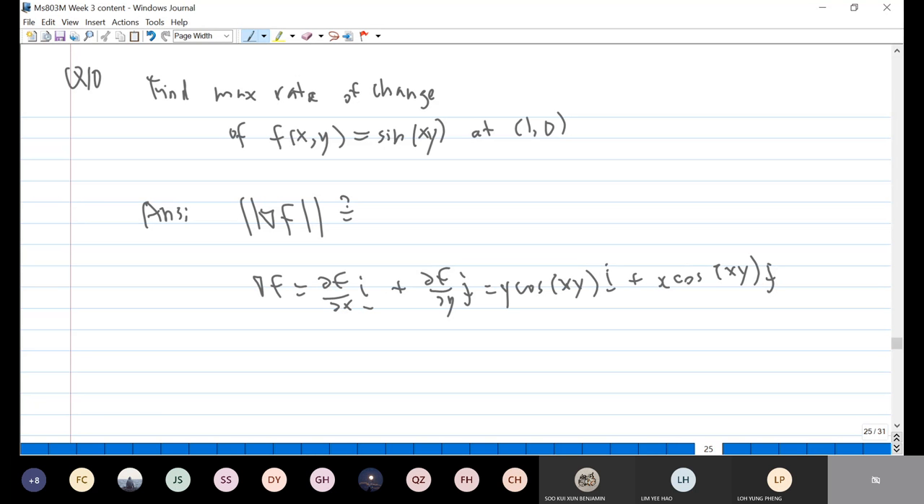Okay, now you put in x equal to 1, y equal to 0, at the point (1, 0). So the y i term is 0. With x equal to 1, y equal to 0, this is 1 j, because cosine 0 is 1. So this is 1 j, and the length of this gradient at the point (1, 0) is 1. That's why the answer is 1 at the back.